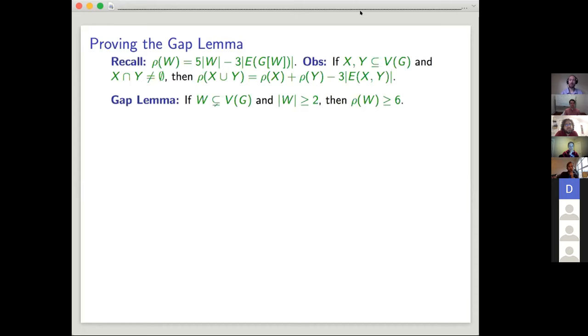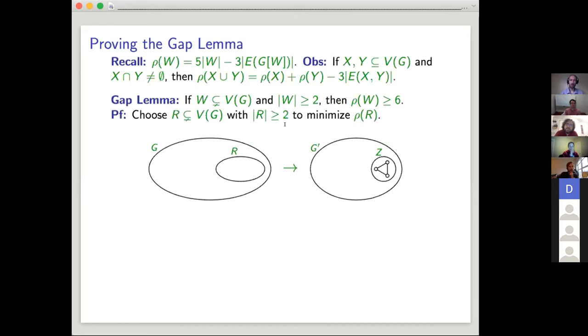So now we want to prove this gap lemma. The idea is you assume that the gap lemma is false. So there's some subset R that's a proper subset with at least two vertices, and its potential is at most 5. Now what we're going to do is pick, among all counterexamples R, one that has rho of R minimum, okay?